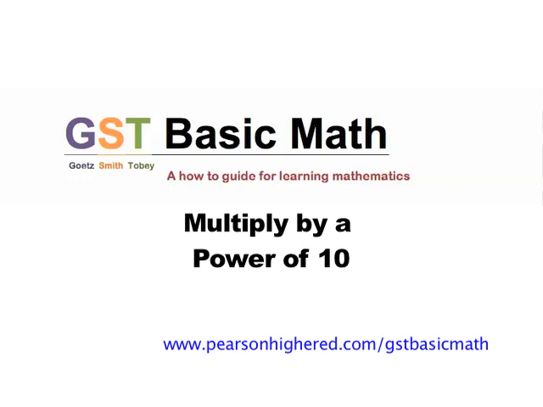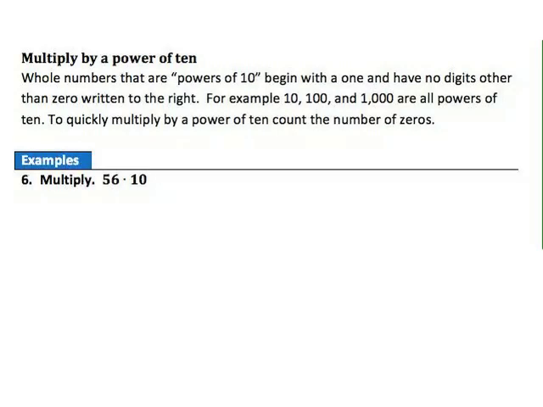Multiply by a power of 10. Whole numbers that are powers of 10 begin with 1 and have no other digits than 0 written to the right. For example, 10, 100, and 1,000 are all powers of 10. To quickly multiply by a power of 10, just count the number of zeros.